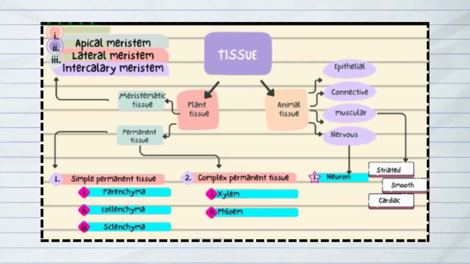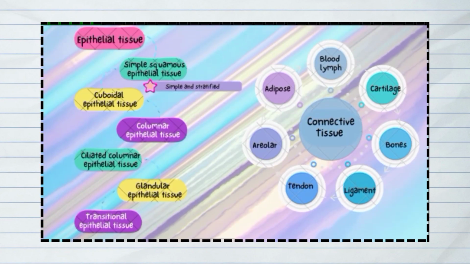Animal tissue. Animal tissue is categorized into four types: epithelial tissue, connective tissue, muscular tissue, and nervous tissue. Epithelial tissue is divided into squamous epithelial tissue. Squamous epithelial tissue is divided into simple and stratified. Next, cuboidal epithelial tissue, columnar epithelial tissue, glandular epithelial tissue, and transitional epithelial tissue.